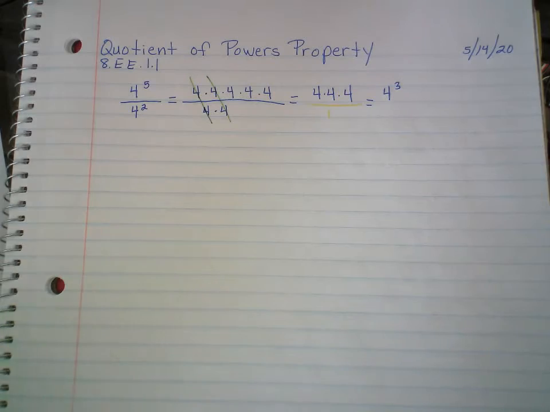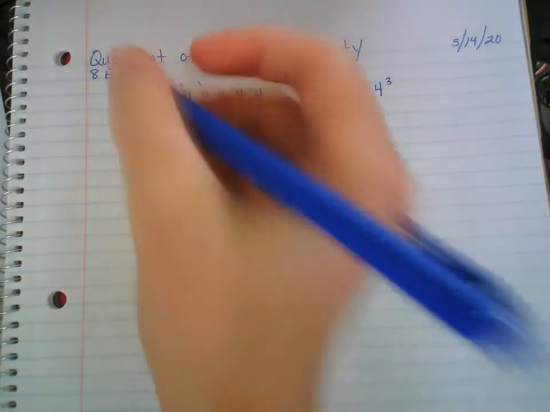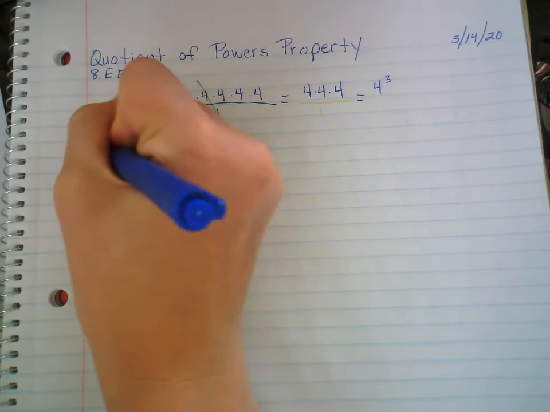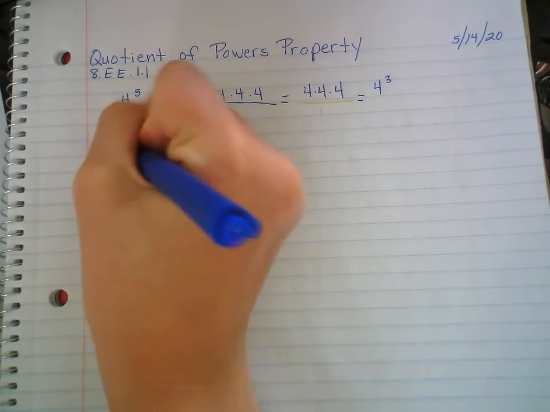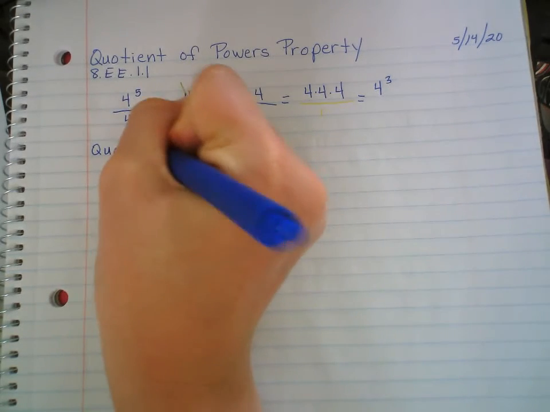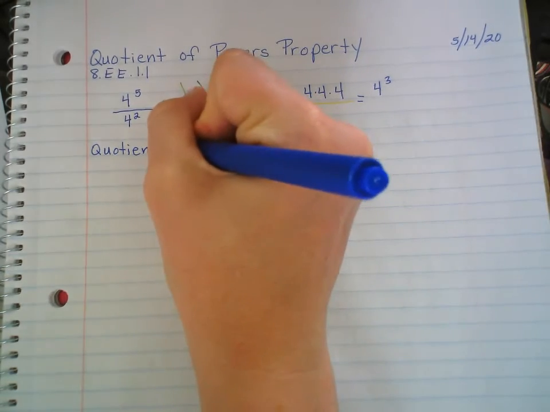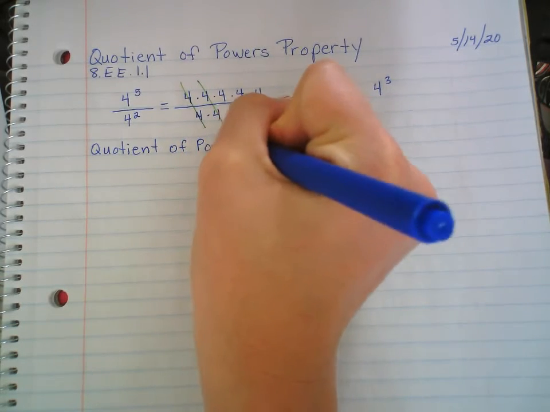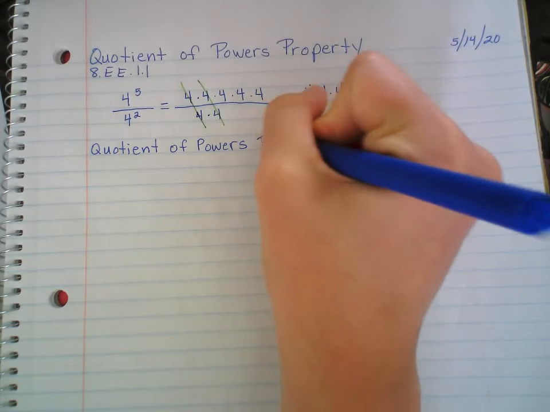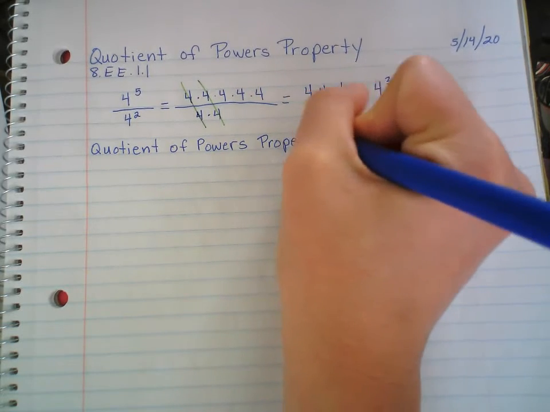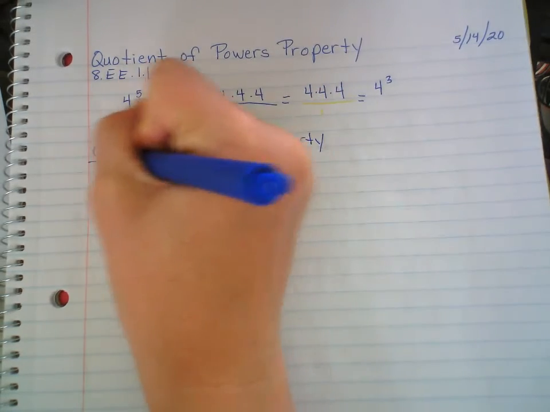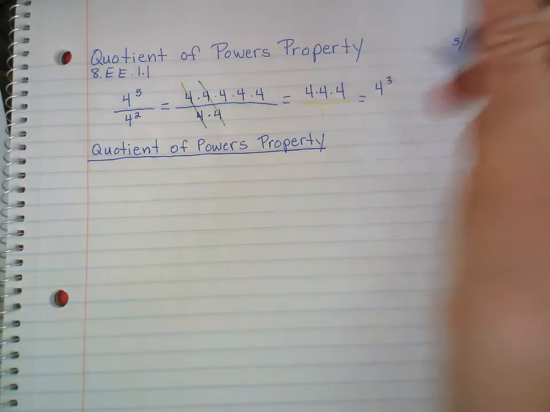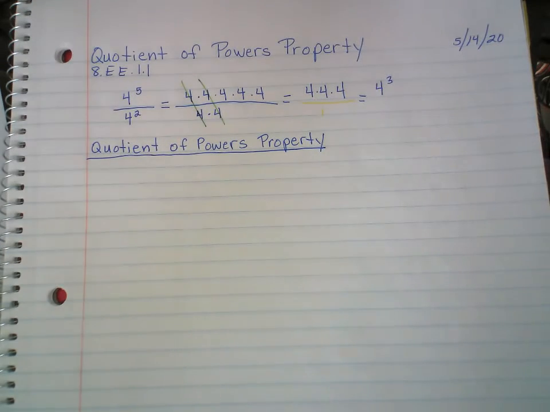So the rule that we're learning today is the quotient of powers rule or property. I haven't used that word in a hot minute. I wish I wrote property on my other notes. Oh well. Alright, so what does this rule say?